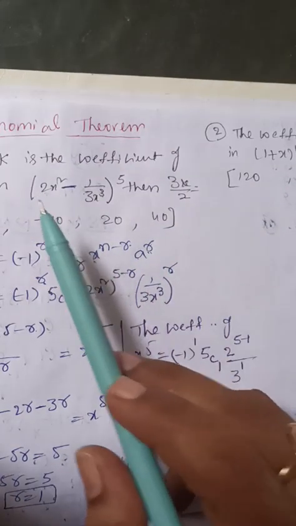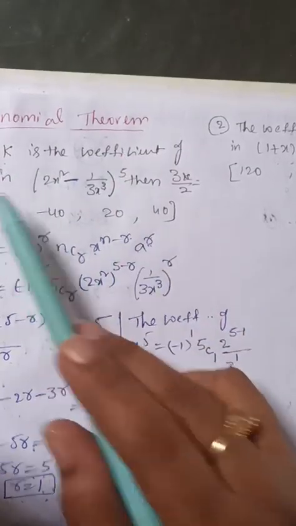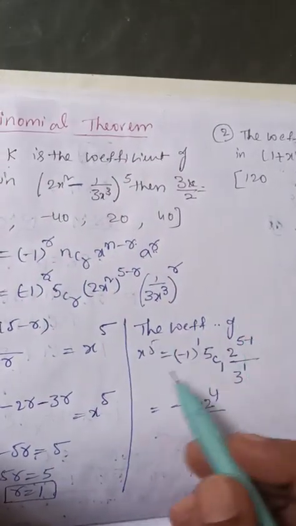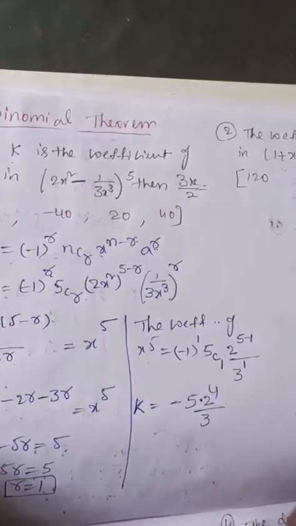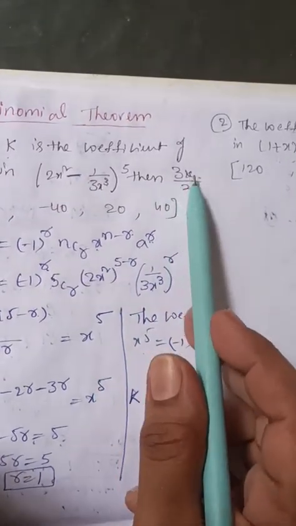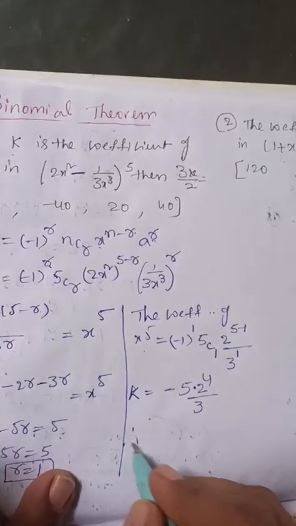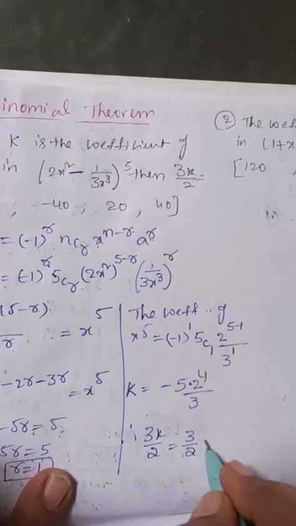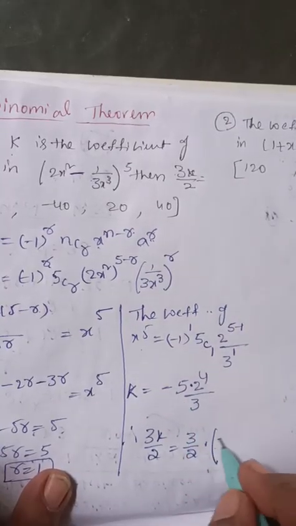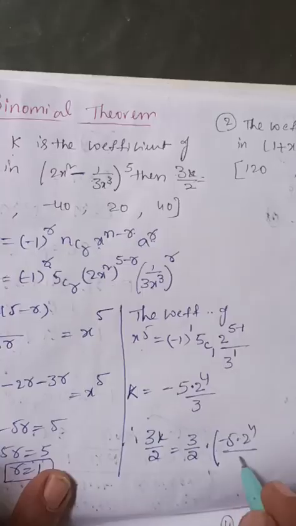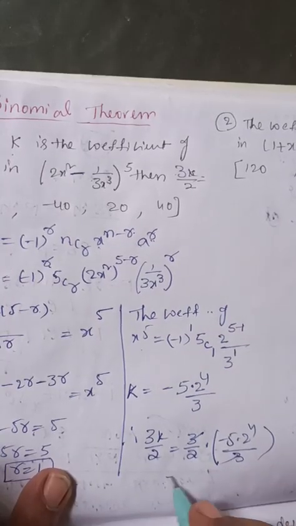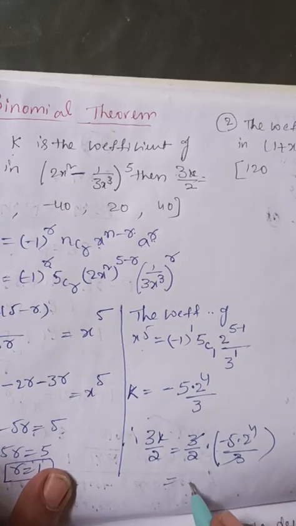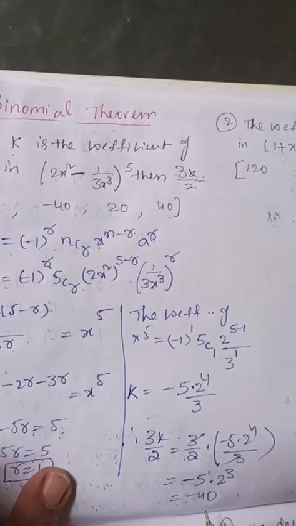But in the question it is given k is the coefficient of x power 5. So the coefficient of x power 5 is equal to k, but we need to find 3k by 2. Therefore 3k by 2 equal to 3 by 2 into k, which is minus 5 into 2⁴ by 3. Here 3 is cancelled and 2 is cancelled. So the leftover thing, minus 5 into 2³, 8 fives are 40. So minus 40 is the answer.